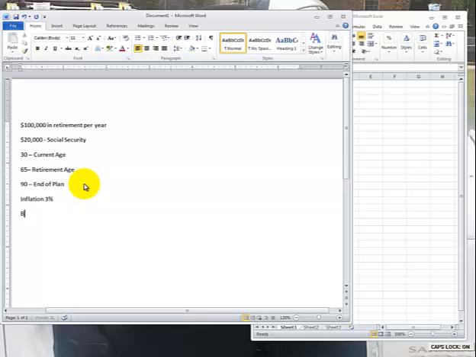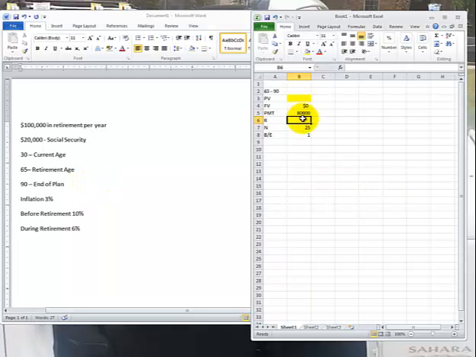Let's say our before retirement rate is going to be 10%. Oh, oops. 10%, and during retirement is going to be 6%. Okay, there we go. So on the rate, remember, I'm at 65 through 90, so I'm going to be what? During retirement. So what I do over here is I put these in as decimals just to make things a little easier for me when I'm doing the formula.